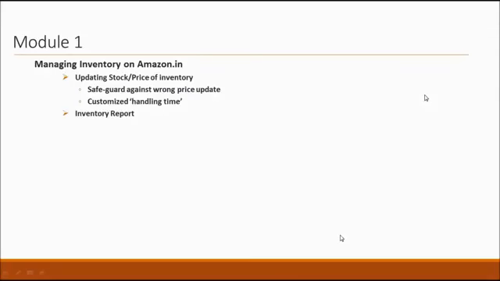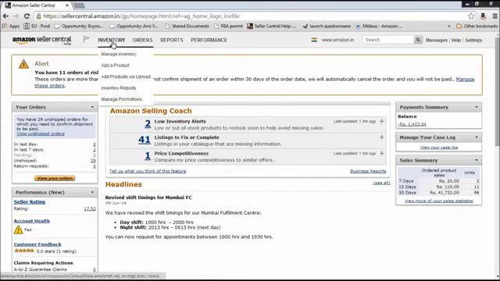The next thing that we will look into are the inventory reports. We would try to understand what are the different types of inventory reports that are available to you, and we'll also show you how to find duplicate listings on your Amazon Seller Central account. For that, under inventory, we will go to inventory reports.